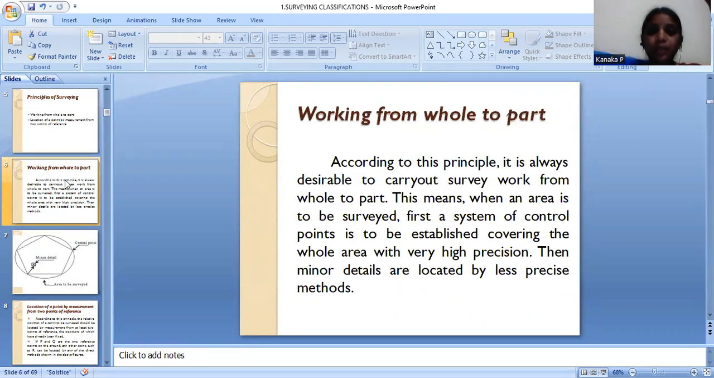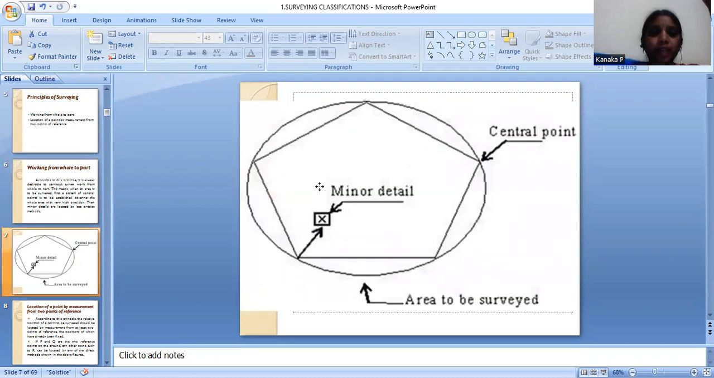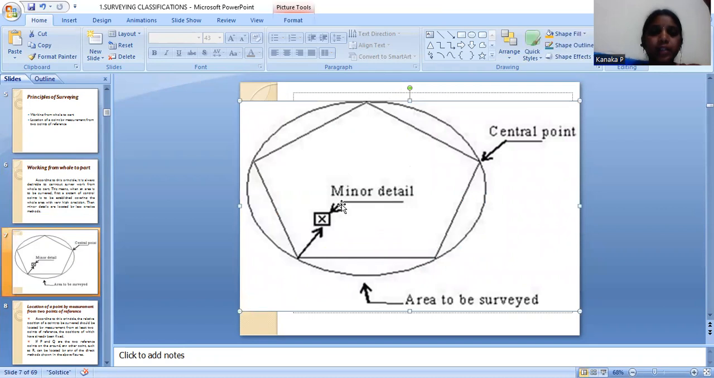First, a system of control points is to be established covering the whole area with very high precision. Then minor details are located by less precise methods. That is, the whole area is covered first, which is working from the whole to the part. This is a minor detail, and the circle is the whole area to be surveyed, and this is the central point.